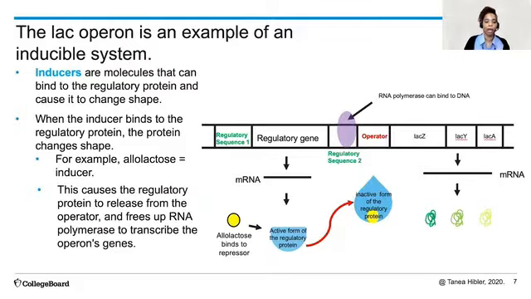So this process causes the regulatory protein to release from the operator, and it frees up RNA polymerase to transcribe the operon's genes. So you see here, RNA polymerase is now bound to the regulatory sequence, and these genes that are all located close to each other can be transcribed into a single messenger RNA, and those proteins now can be made.